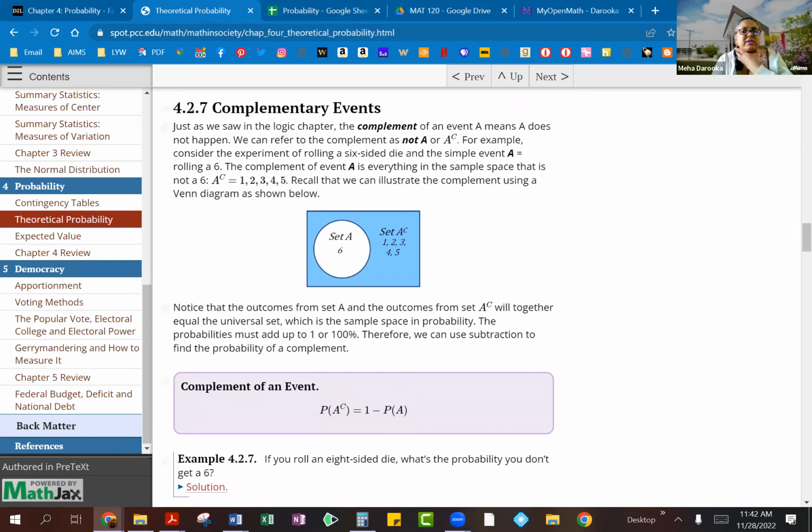So remember, we had talked about how sometimes it's easier to do the negation of an event instead of trying to directly find what the probability is going to be. So we're actually going to do this one over here, where we're going to use 1 minus the probability of what we're trying to find.